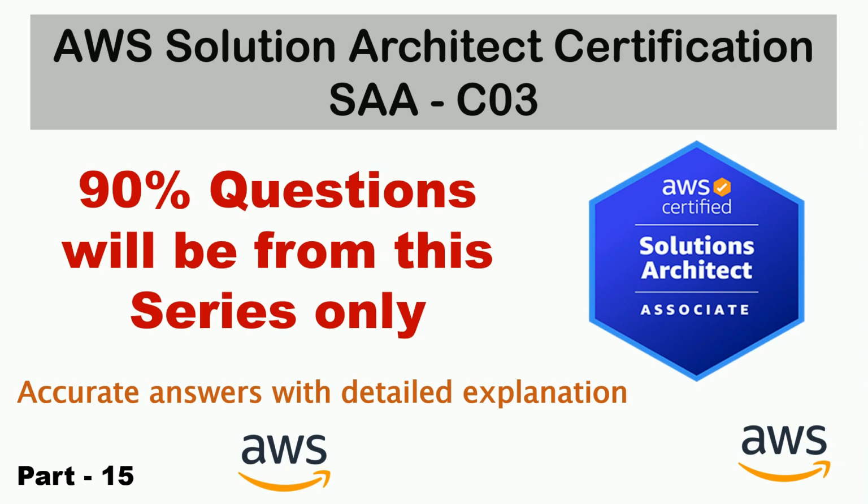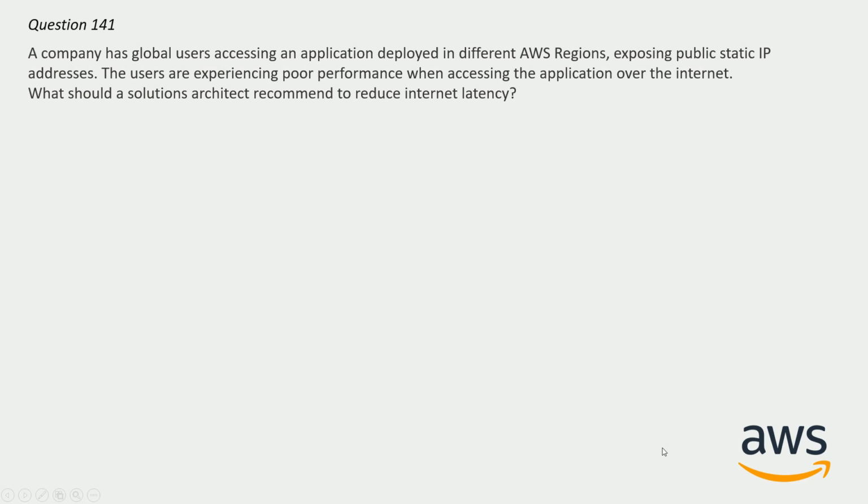This video is related to AWS Solution Architect certification preparation and this is going to be part 15 of this series. And let's start with our first question of this video. A company has global users accessing an application deployed in different AWS regions, exposing public static IP addresses. The users are experiencing poor performance when accessing the application over the internet. What should a solution architect recommend to reduce the latency?